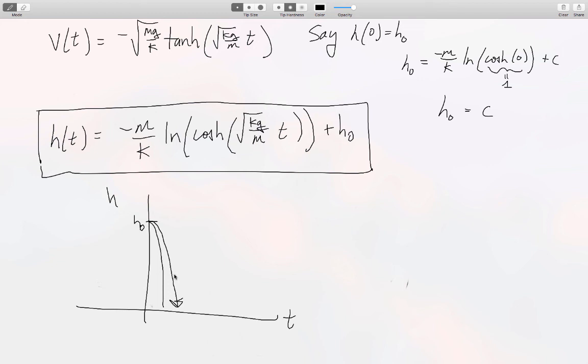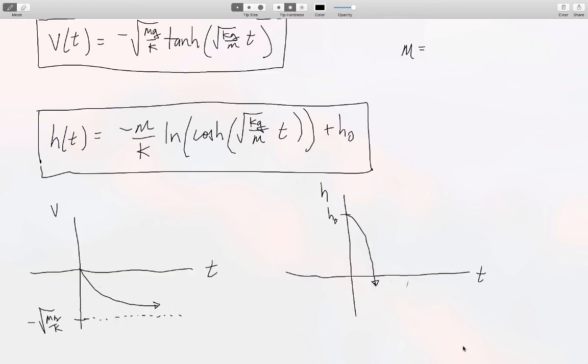So why don't we finish this off by looking at a particular example with values for m and k and of course the constant acceleration due to gravity, and a particular given height, and see what the curves look like.